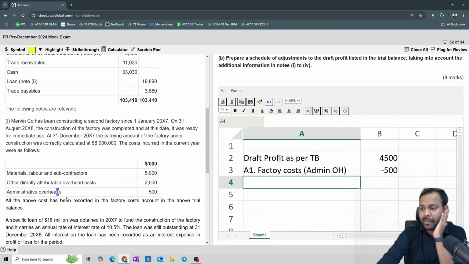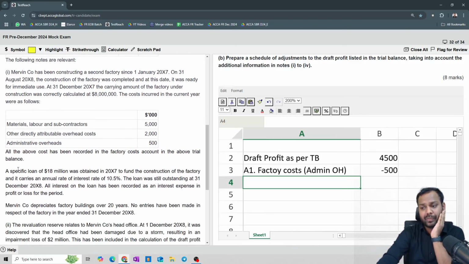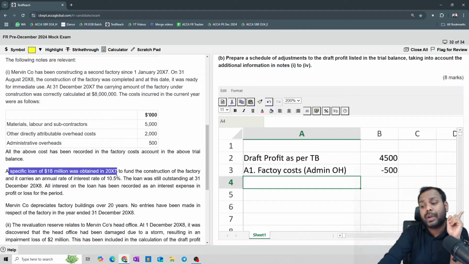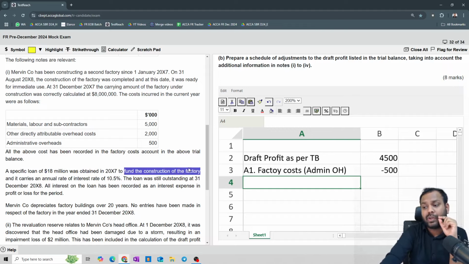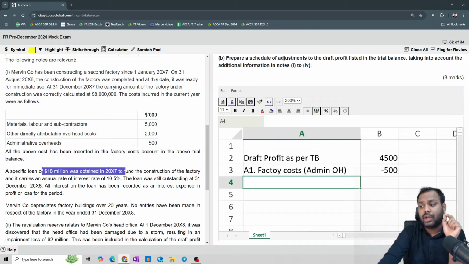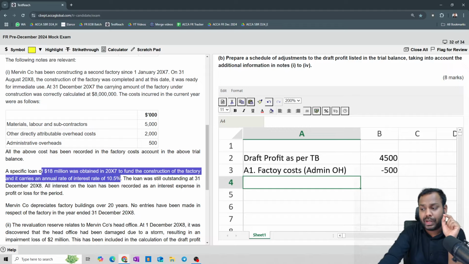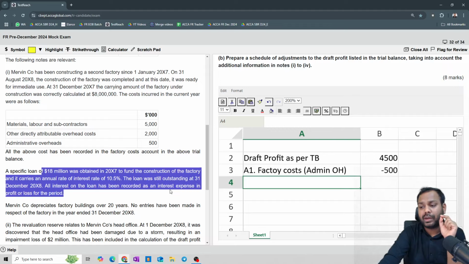Now, rest all cost can be capitalized to the cost of inventory. Now, what does it further say? A specific loan of 18 million was obtained in 20x7. In the previous year, we have obtained a loan of 18 million to fund the construction of the factory, and it carries an annual rate of 10.5%. So it's a specific borrowing. The loan was still outstanding at 31st December 20x8. All the interest on the loan has been recorded as an interest expense in profit and loss for the period.